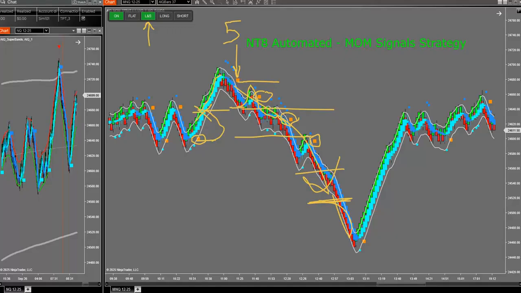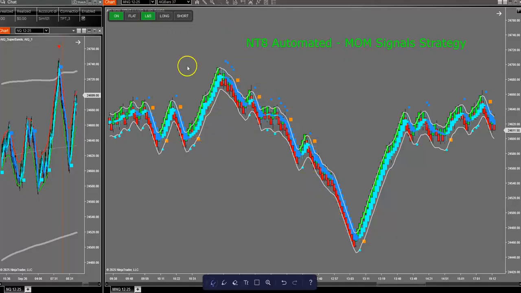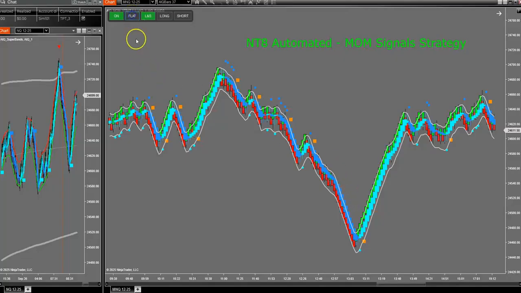I shut down. So how do I shut down? I go over here, I hit the flatten button. I did have my daily profit objective on, so when it hits 705 P&L, blip, it flattens the trade. I'll go up here, hit the flatten button again just to make sure I'm flat. I'll turn off the automation.